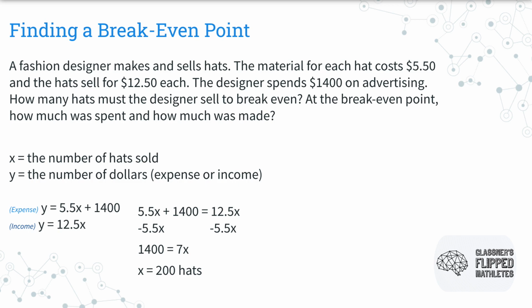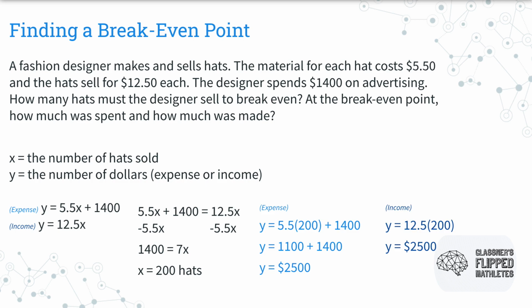Well, how much money do we have to spend to get to that 200 hats? If you plug 200 into either of the original equations, I did it for both income and expense, you get y is $2,500. So when we sell 200 hats, which has cost us $2,500 to make and sell, we have made $2,500. So we are at net zero. We haven't made or lost money.